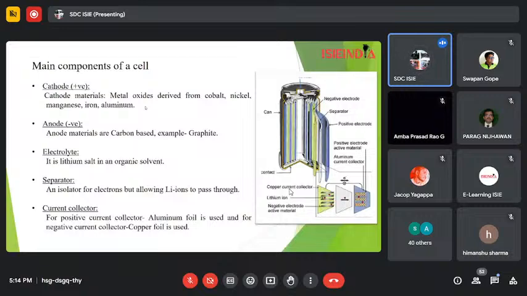Current collector. We are transferring the electrons and we are transferring the lithium ions from cathode to anode, anode to cathode. So we need something to collect that current. We need something to collect those electrons. So here we are using a positive current collector and a negative current collector. For the positive current collector, aluminum foil is being used, and for the negative current collector, copper foil is used.